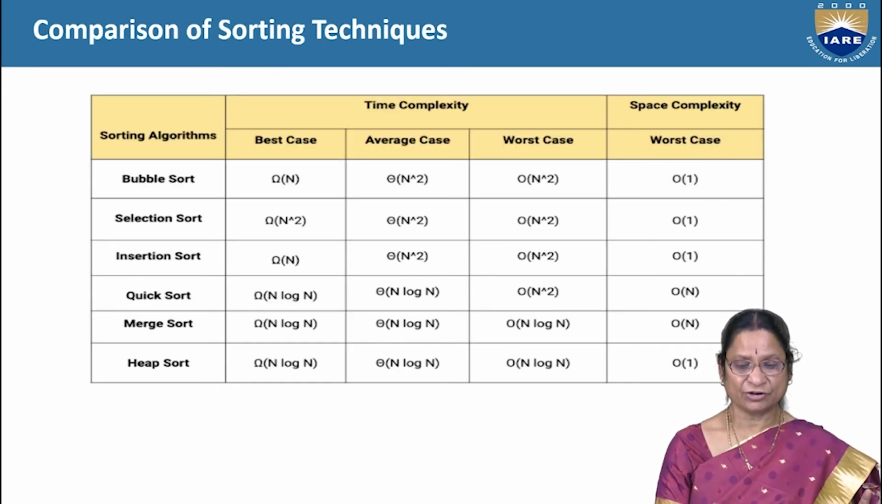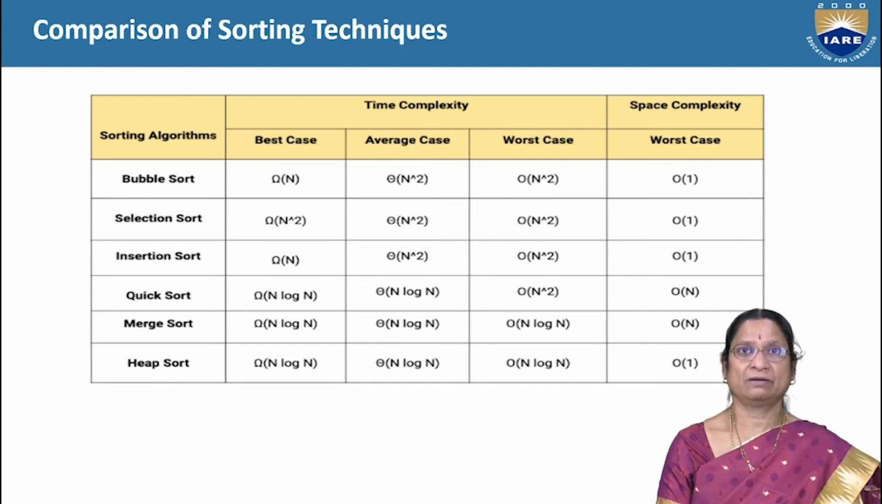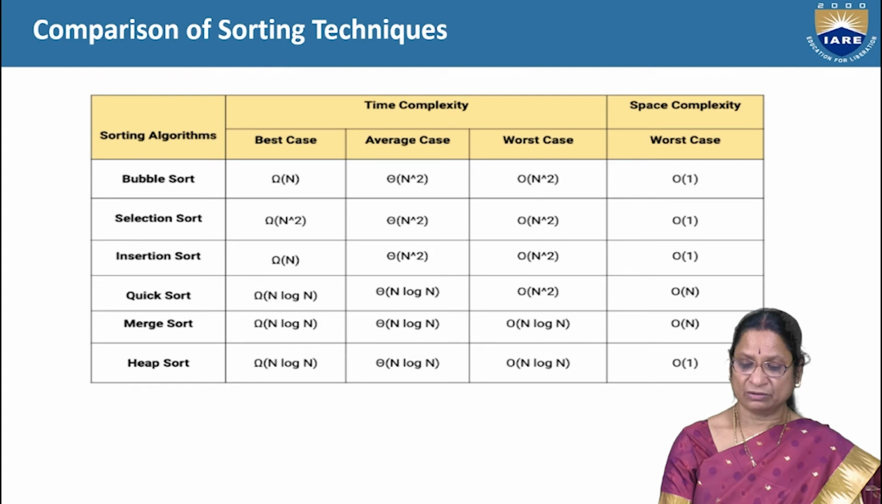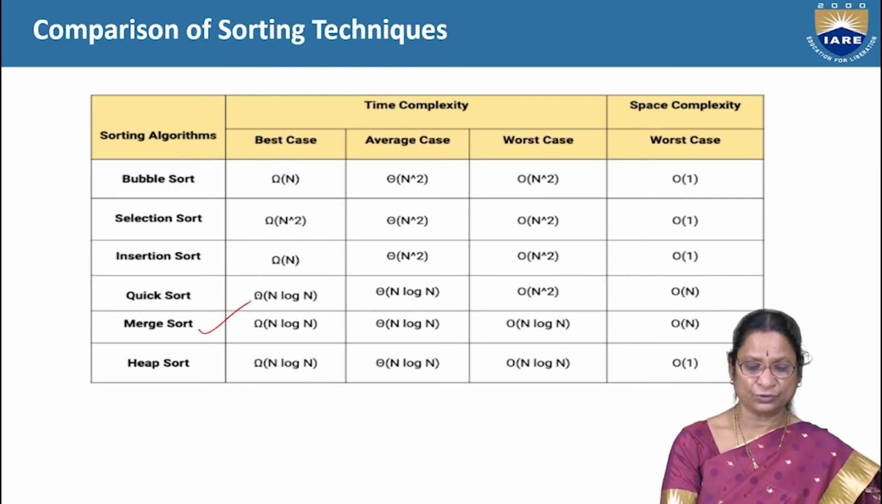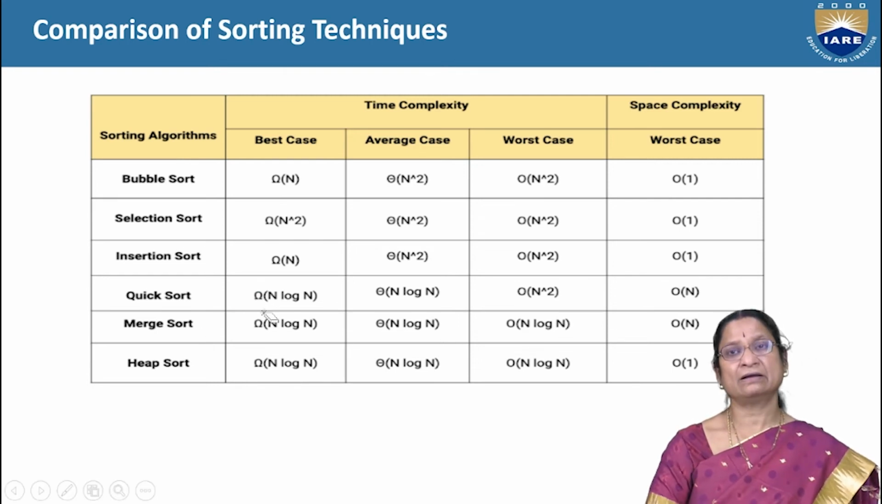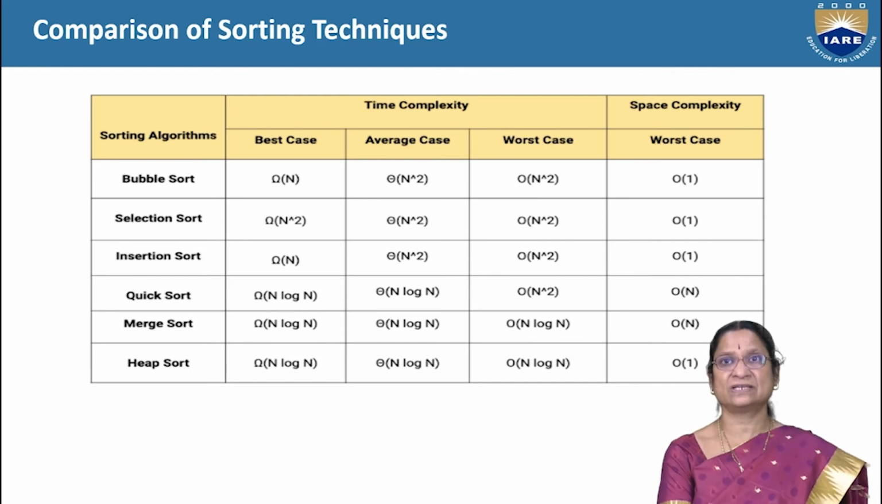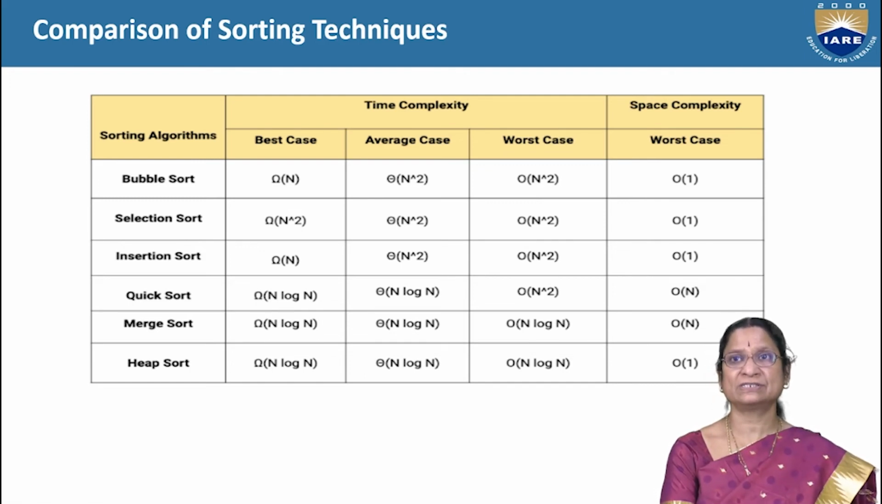So, comparison of these sorting techniques which we discussed: bubble sort, selection, insertion, quick, merge, and heap sort, considering the best case, average case, and worst case. If we make it into a table, it is very useful for further comparison. But if you don't know the data size or how the data was arranged, in such cases better go for merge sort, because in all cases it will be n log n only.